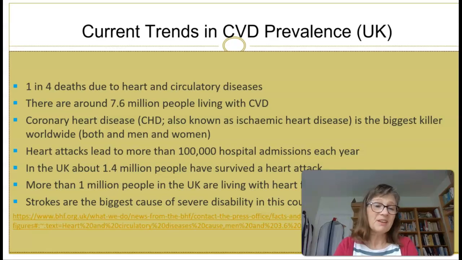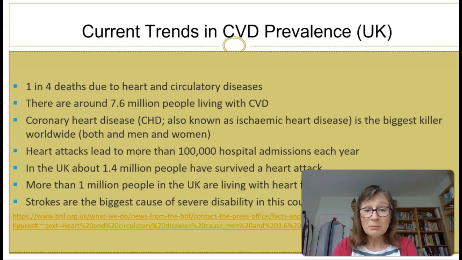And about 7.6 million people are living with cardiovascular disease. So they have a diagnosis of cardiovascular disease but are living with it. That's more than 1 in 10 of the population. Coronary heart disease is the biggest killer worldwide, and in the UK that's leading to over 100,000 hospital admissions each year.